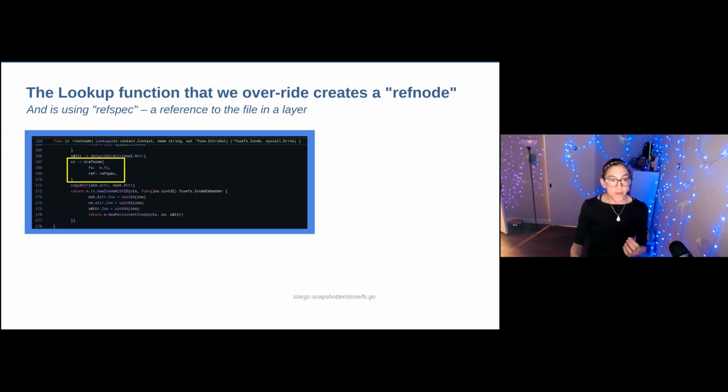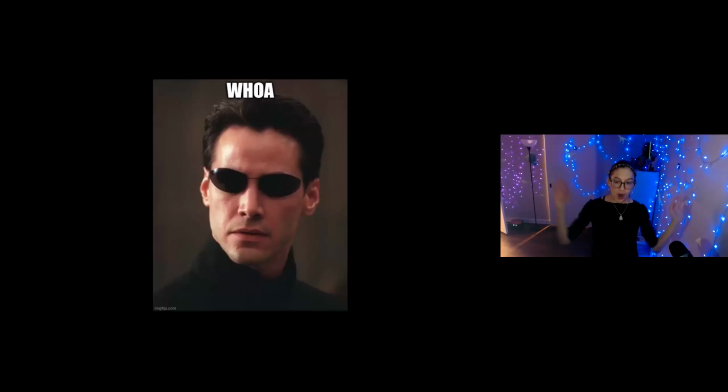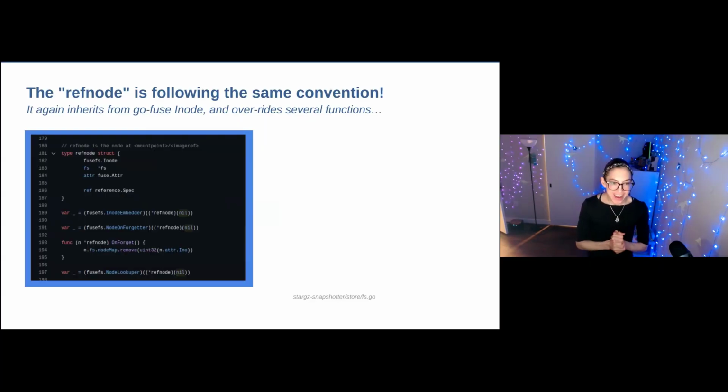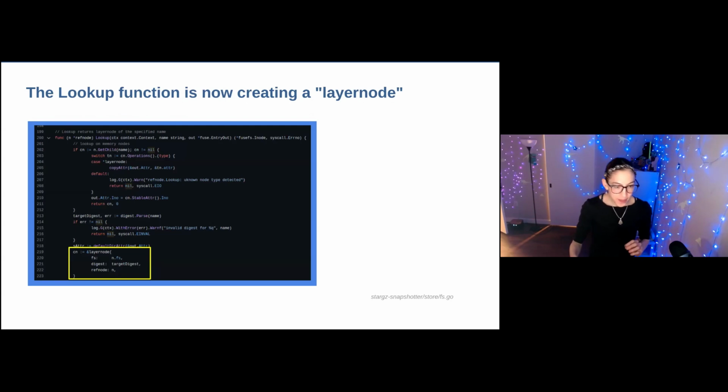So for example, the lookup function on the root node here is going to make another node called a ref node. Wait a minute, this is getting a little Inception-y, because guess what? Whoa, it turns out the ref node is also another GoFuse inode interface that has its own custom functions. So we have level 1, level 2. This is totally Matrix-level stuff going on. We're not done yet.